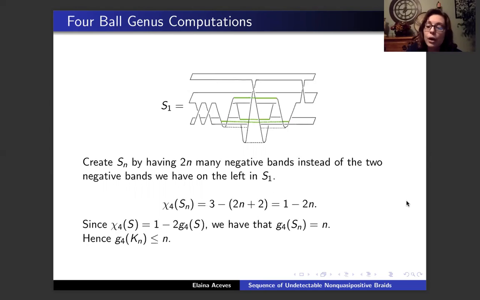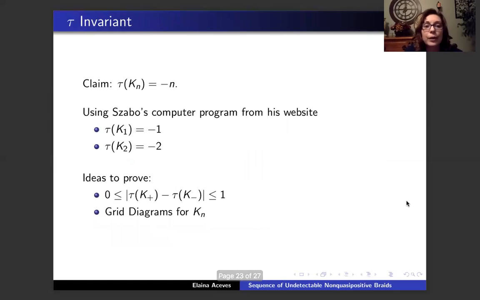So now that we know the four-ball genus, the last thing I want to talk about is the tau invariant. Now, using Szabo's computer program from his website, I've been able to calculate the tau invariant for the first few braids in our sequence, specifically K1 and K2, which give us -1 and -2 respectively. Therefore, I claim that the tau invariant is -n. What I need to do is find some kind of an induction argument to allow me to prove that fact.